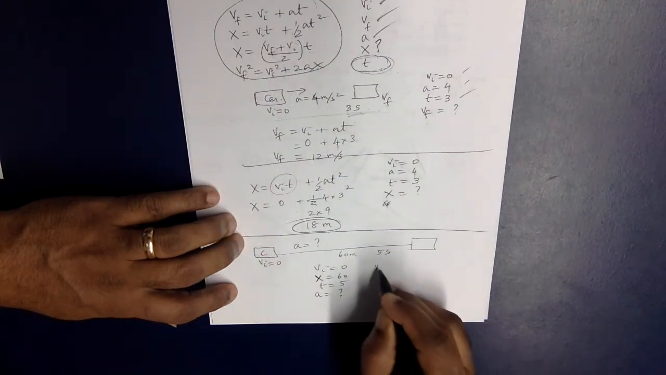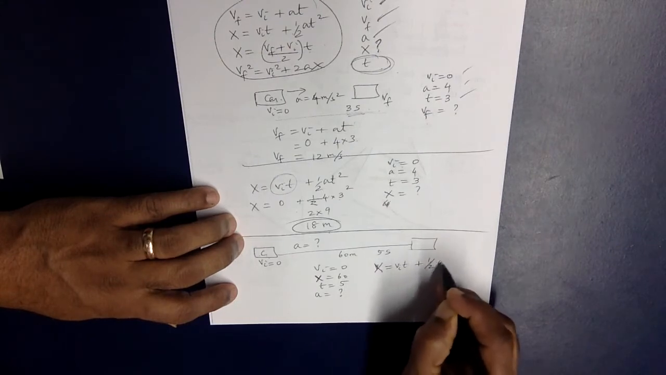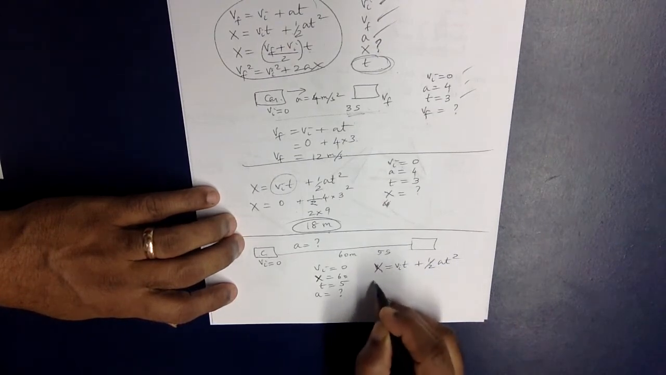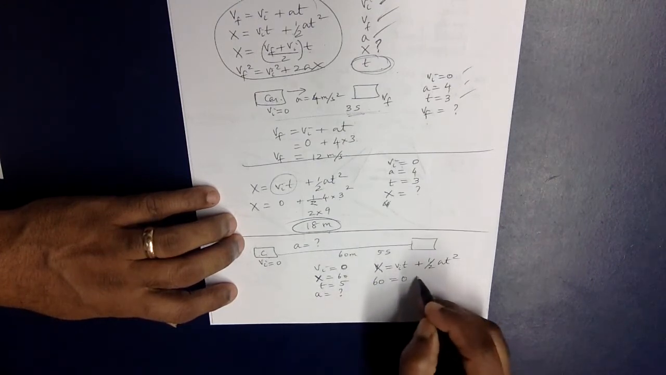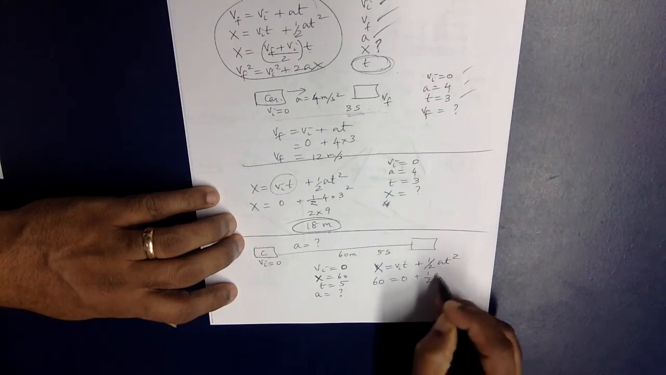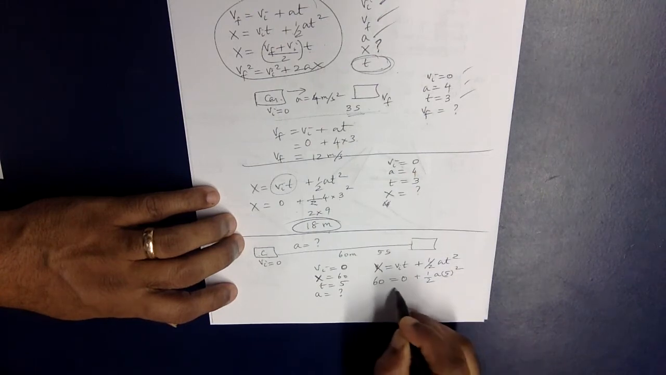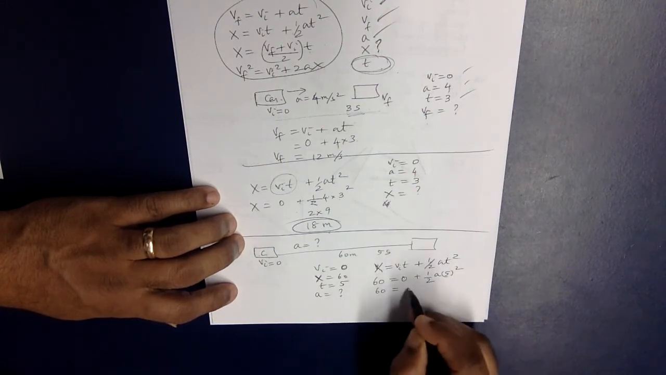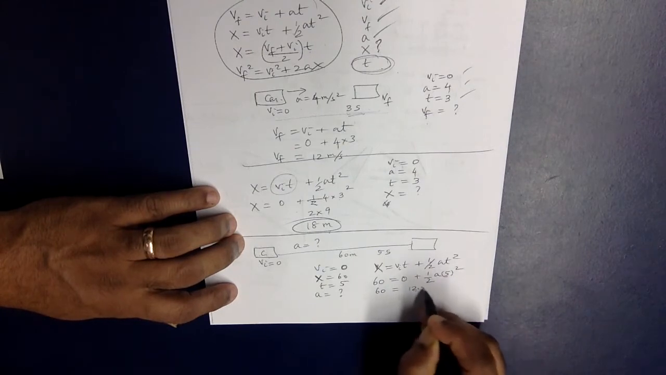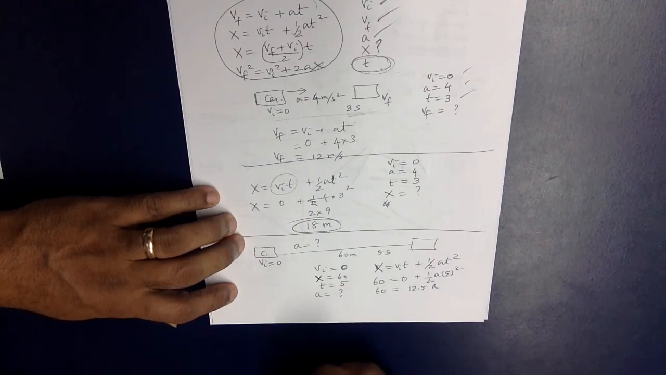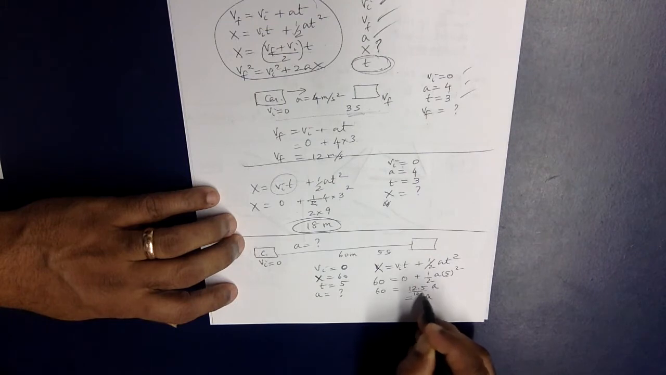So final velocity is not there, so go and pick the equation which does not have final velocity. So your equation is x is equal to Vit plus half at squared. So substitute: 60 is equal to 0, because Vi is 0, plus half a t squared. t is 5, so 5 squared. Now if you simplify it, you get 60 is equal to 5 squared is 25, 25 divided by 2 is 12.5. So you'll get 12.5a. Then how do you get a?